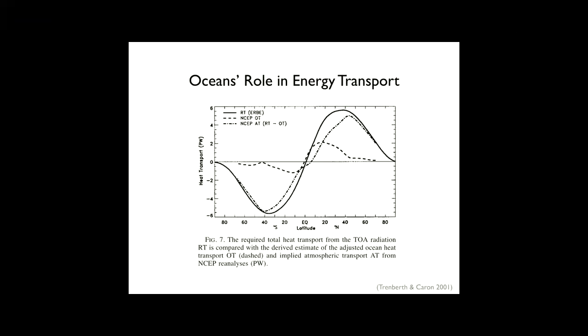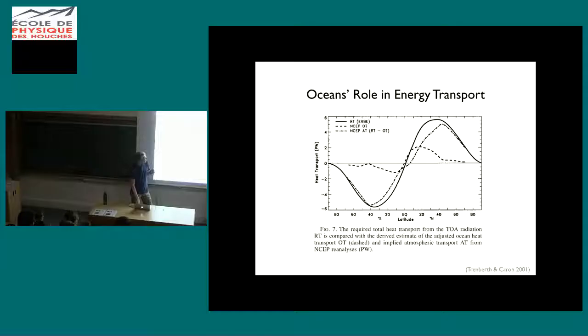The oceans matter for the energy transport as well, less than perhaps most people who don't work in the field think. They mostly matter in low latitudes. So black is the total energy transport, dash-dotted is the atmospheric piece, and this is the oceans, all of the oceans combined. And you see the ocean fluxes are stronger than the atmospheric fluxes near the equator, and dominate in low latitudes. Everywhere out here, the atmosphere dominates, and it's the atmospheric turbulent flux.